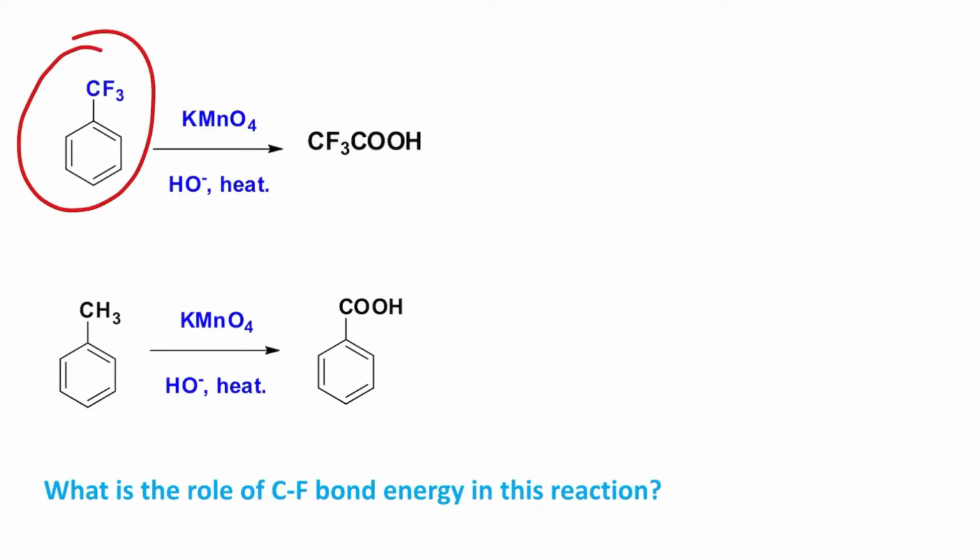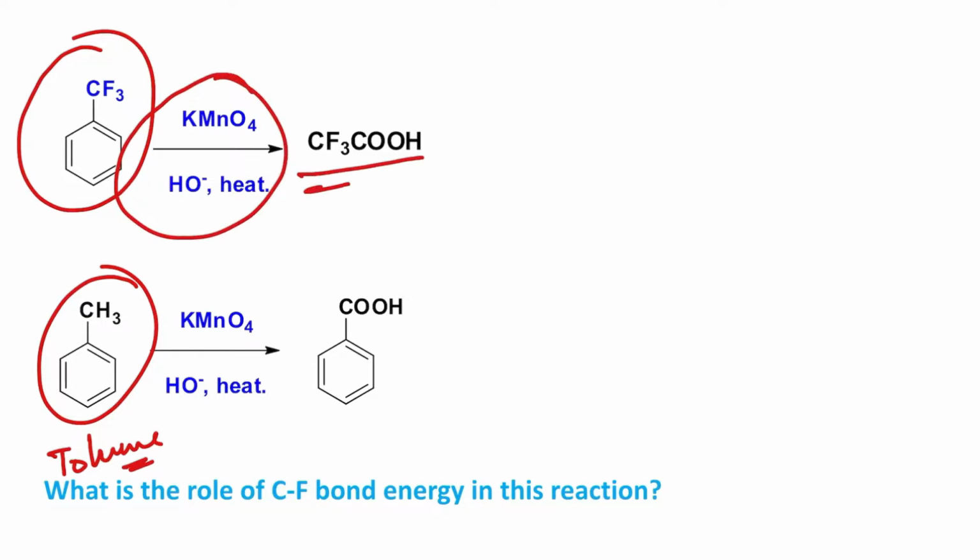So actually, this is a toluene analog. If you oxidize this trifluoromethyl toluene with alkaline KMnO4 and heat, it produces trifluoroacetic acid. This is one of the methods to prepare trifluoroacetic acid. By the way, I have already discussed the preparation of trifluoroacetic acid in a dedicated lecture. You may visit it for better understanding.